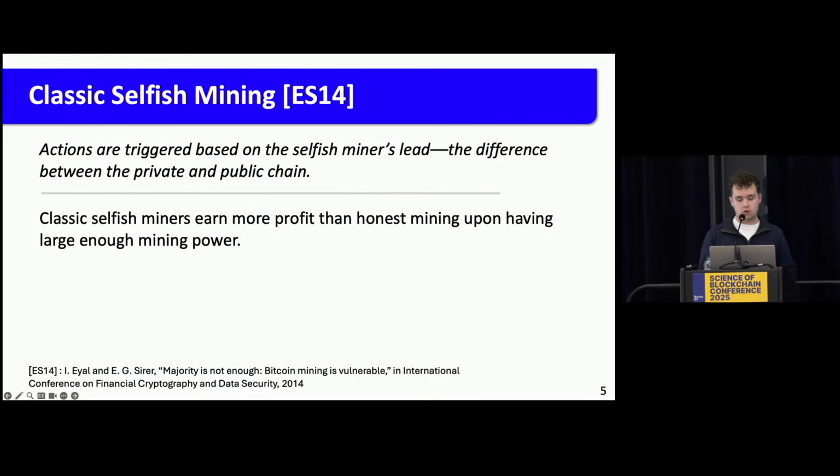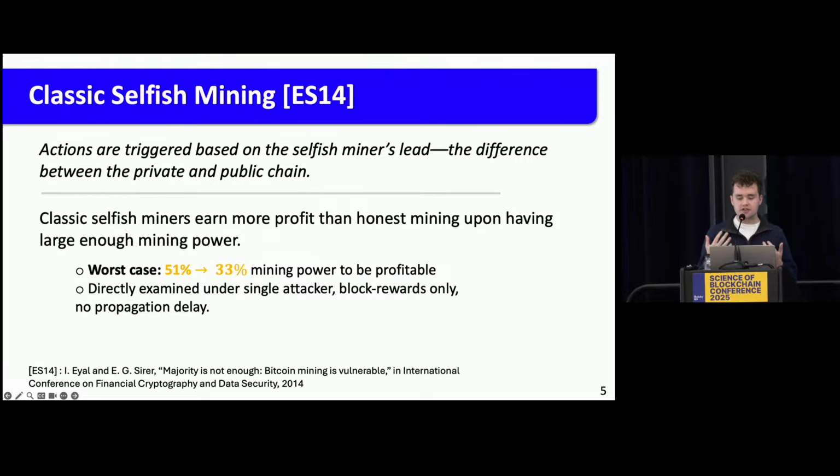And so going a bit more, the selfish mining work by Eyal and Sirer in 2014 introduced the first strategy, classic selfish mining, similar to what I just discussed. In it, they found that in the worst case, a selfish miner needed just 33% of the mining power for a strategy to be profitable. And by this I mean earning more than honest mining. This was under a simplified model that only assumed a single attacker with no propagation delay, and where miners' only revenue came from block rewards.